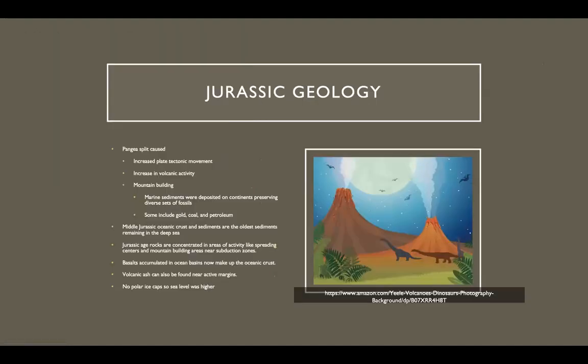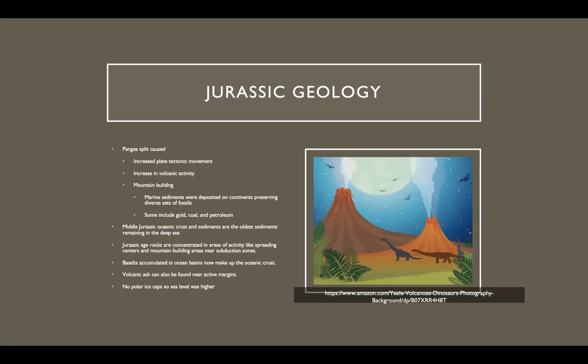So the Jurassic geology. When Pangaea split, it caused an increase of plate tectonic movement, an increase of volcanic activity, and also an increase of mountain building. Because of this, marine sediments were deposited onto continents, which preserved diverse sets of fossils. Other things that it also deposited were gold, coal, and petroleum as well.